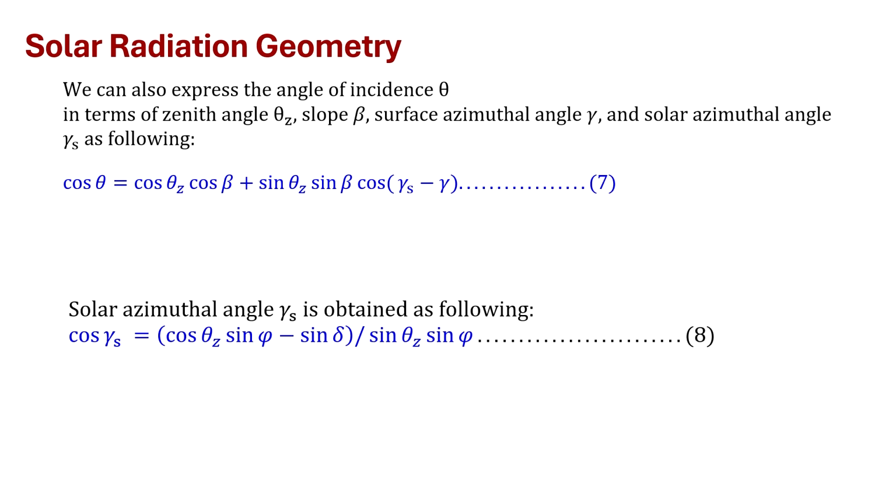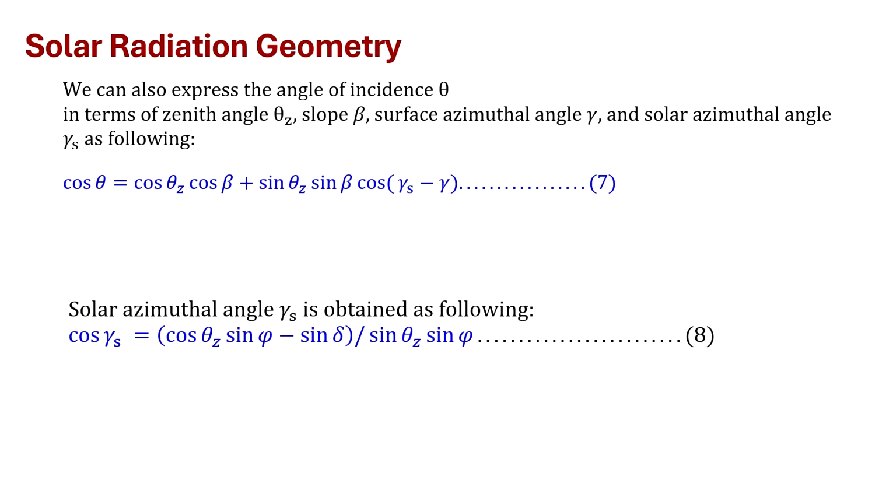We can also express these in terms of other angles. For example, for a horizontal surface we know that theta is theta z, so you can replace theta by theta z and do these. These angles can be manipulated and represented in different ways.